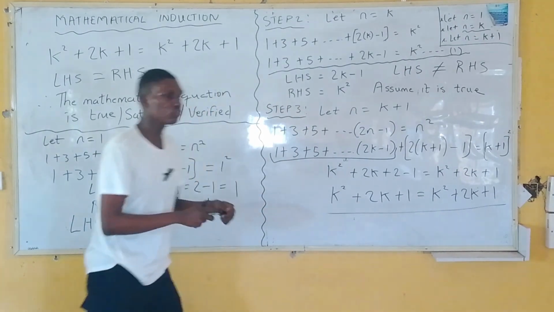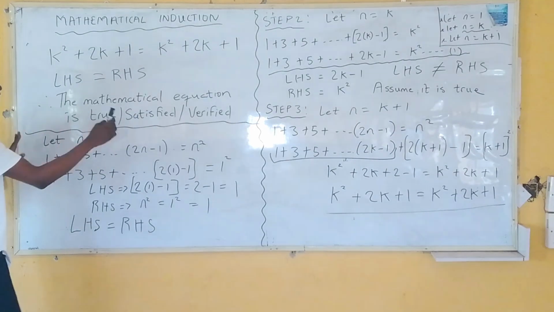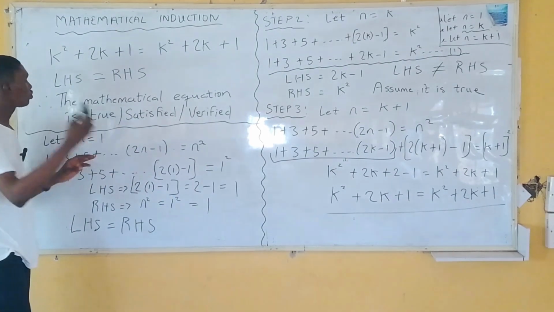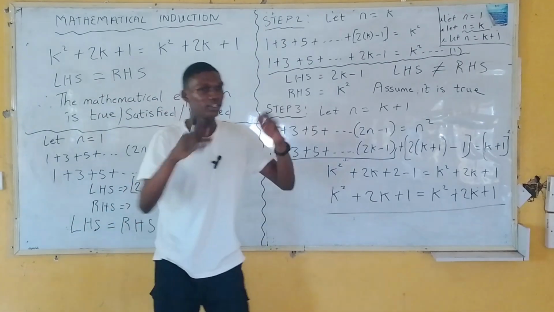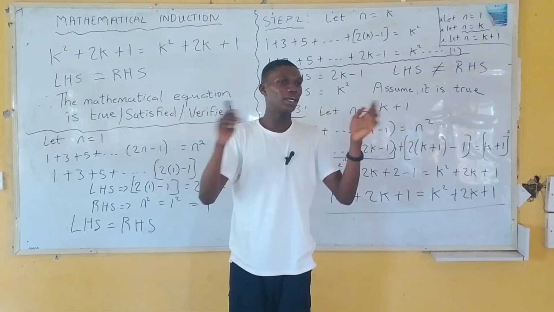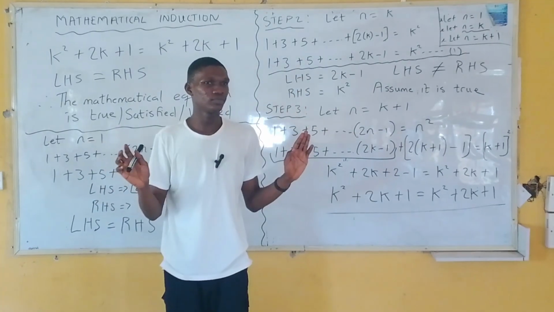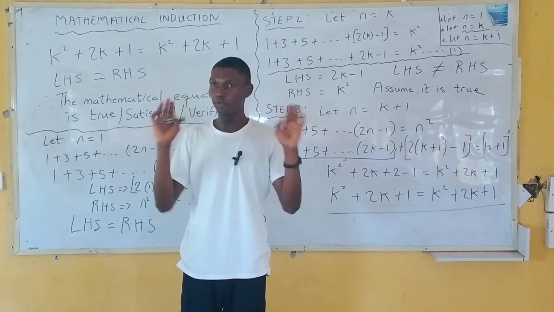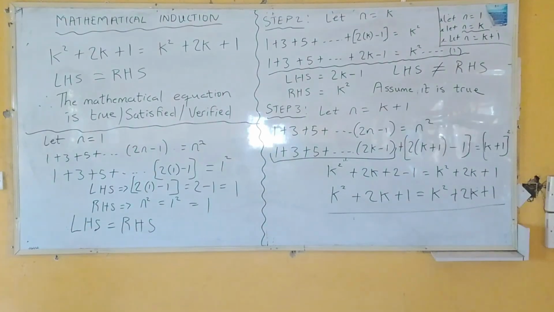The left hand side is equal to the what? The right hand side. Then right here the mathematical expression or the mathematical equation is true, is correct, is satisfied, is verified. If you can use any English again, use it. Just tell them that it is correct. So do we understand? Are we flowing? Are you sure? All right. So let's move on to the second question.